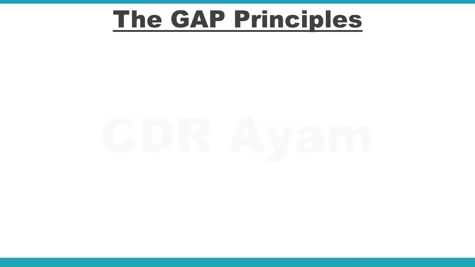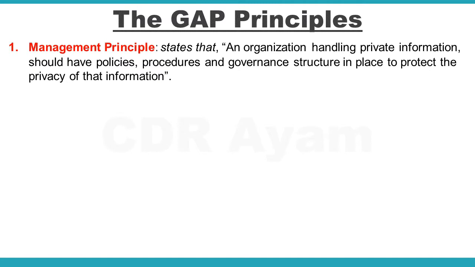The following are the 10 main GAP principles. The first principle is management. The management principle states that an organization handling private information should have policies, procedures, and governance structure in place to protect the privacy of that information. The management principle requires all organizations handling private information to have such policies, procedures, and governance structure in place to protect the privacy of such information.